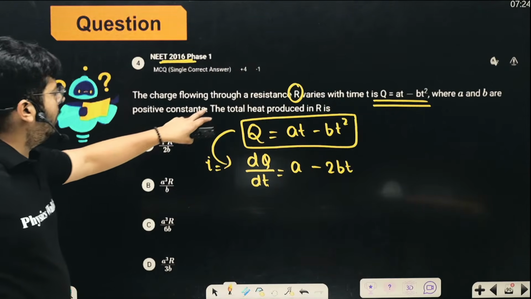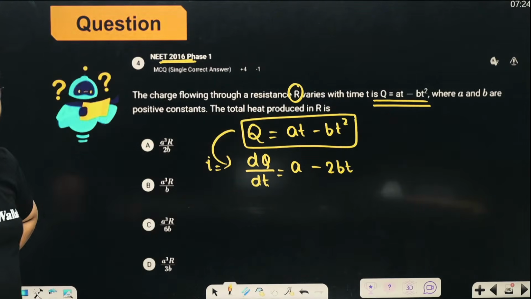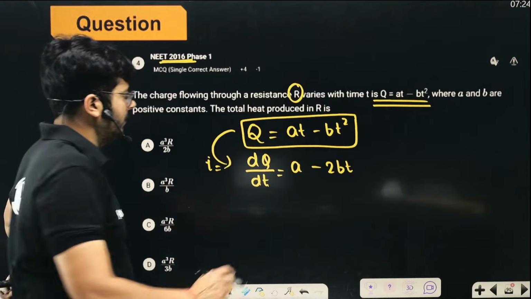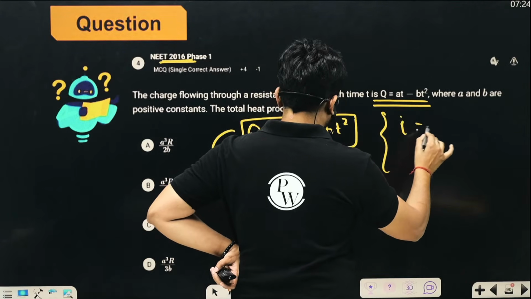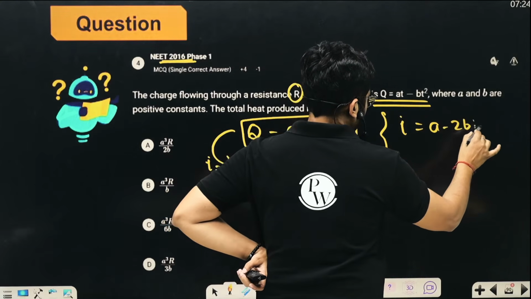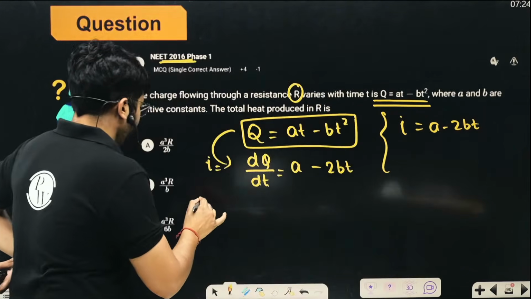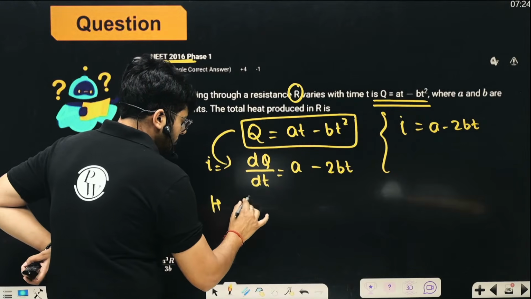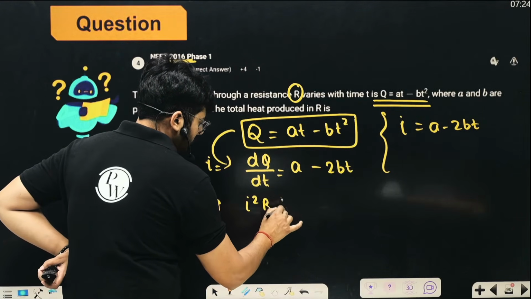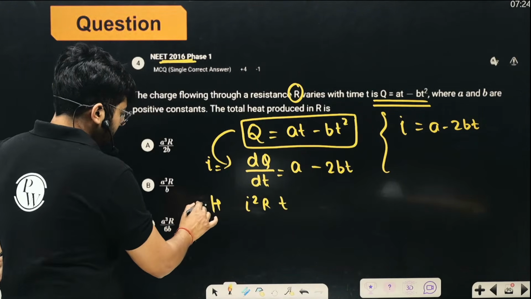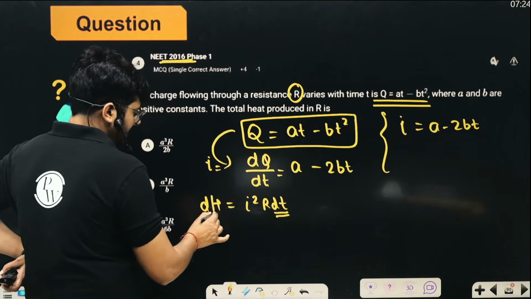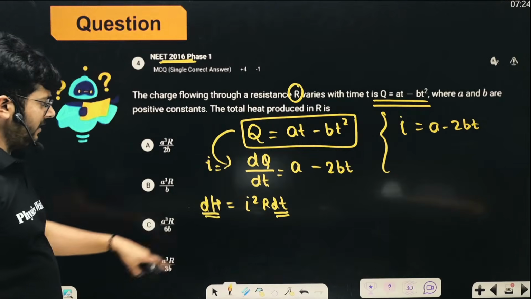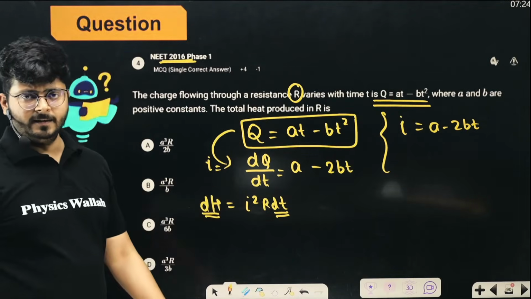Right. So now I hope the idea is very, very clear. So we have to talk about what will be the total heat produced in the resistance. My dear kids, the value of current you can write over here, a minus 2bt. Okay. Heat produced is I square Rt. Yes or no? From here we can write this expression in the time dt. The amount of heat produced is going to be dH. It is going to be this I square R dt, right?